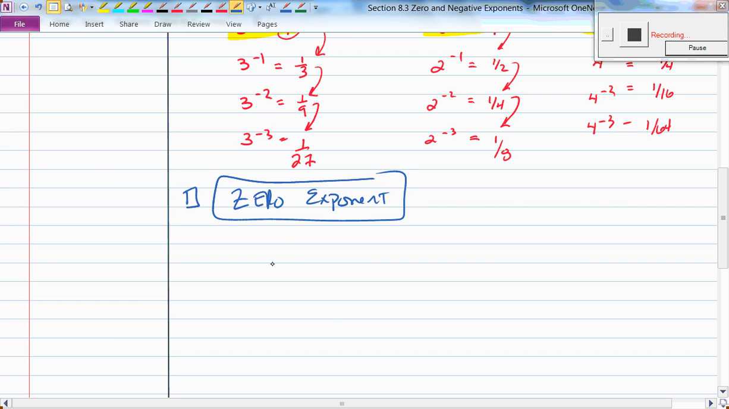It says this: take any number A, raise it to the 0 power. What are we going to get, you guys? We're going to get a 1. Very good. The 0 exponent.